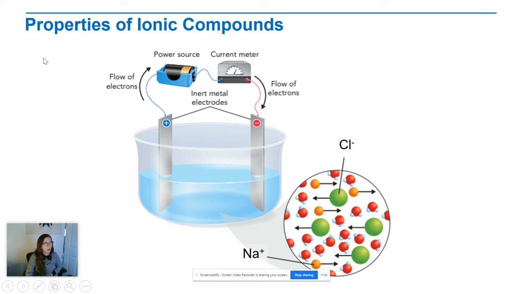So when we talk about how we use ionic compounds, these are actually really useful in industry. So my husband uses them a lot for the work that he does because he works with metal a lot. And so you can actually manipulate the positive and negative charges with batteries or with an electric current.